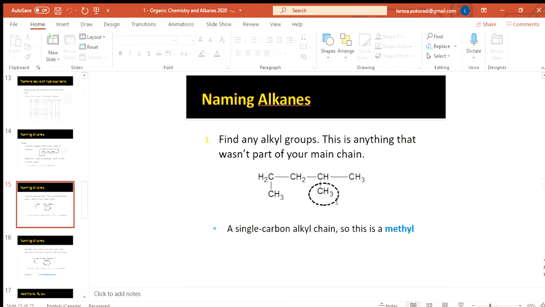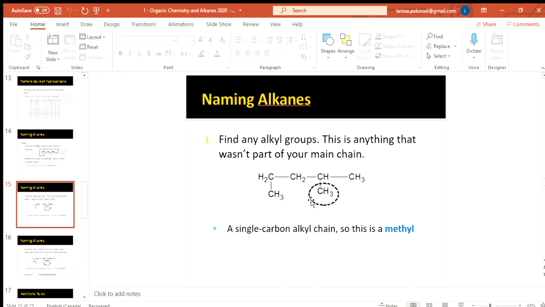So here it is circled. We're like, hey, let's name this. So that's a branch or an alkyl group because it's hanging off the main chain, and it's 1 carbon. And so if we went back to that chart, we'd know that a 1 carbon alkyl group is a methyl. So that's what we're going to name it, a methyl.